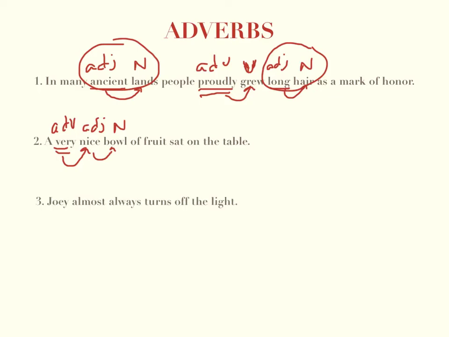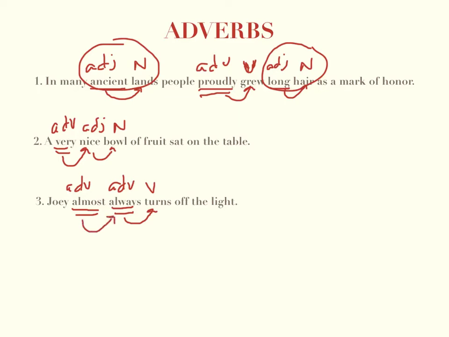All right, third sentence. Joey almost always turns off the light. See if you can find the adverb or adverbs in this sentence. All right, good. If you identified two adverbs, almost and always, then you are correct. And we'll explain in just a moment. Let me write down adverb and adverb here. But we'll start with always. Always is an adverb because it's modifying the verb turns. Almost is an adverb because it's modifying another adverb, which is always.